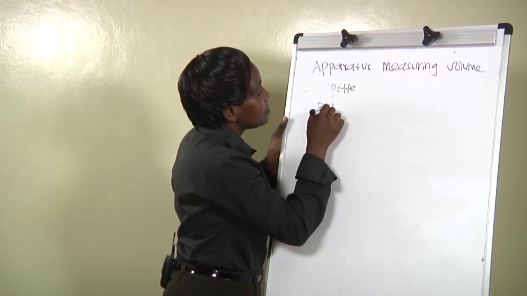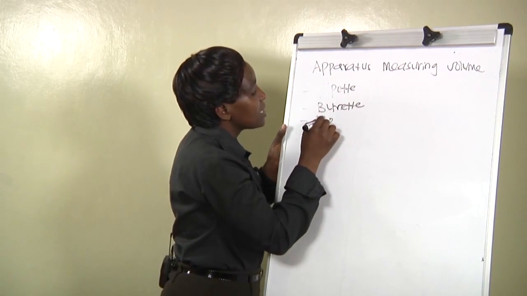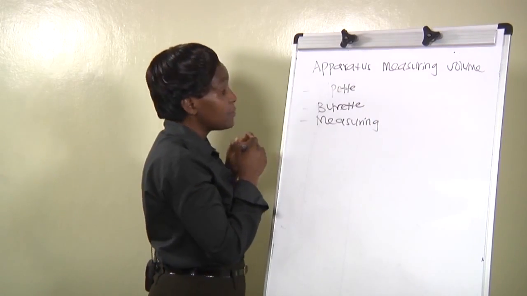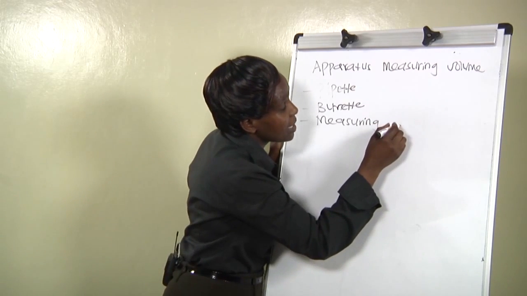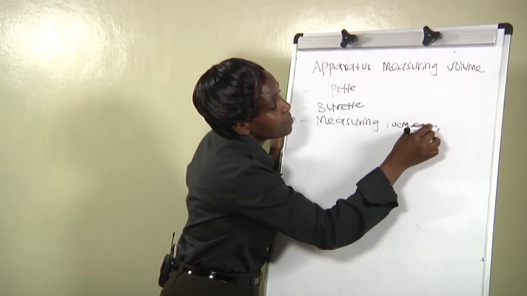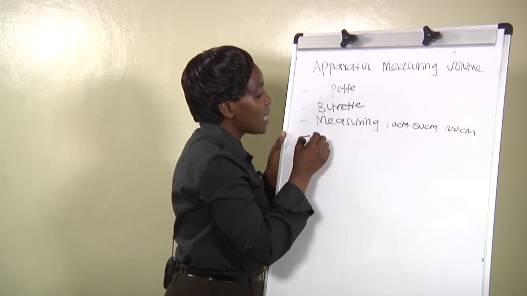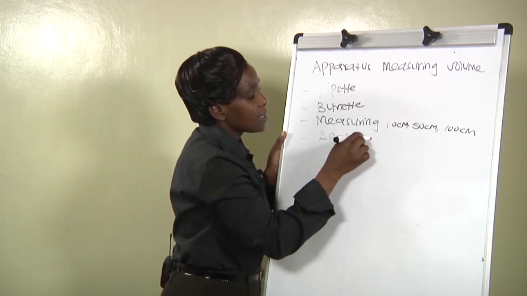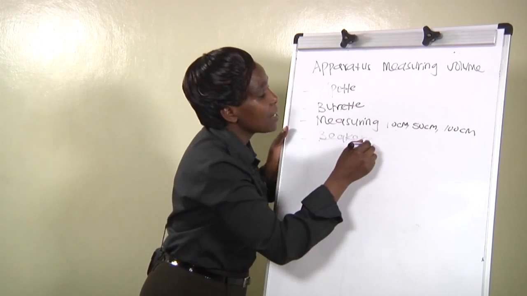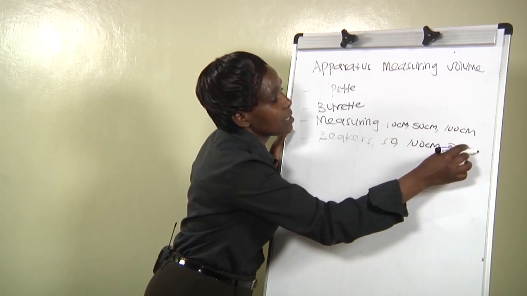We have a burette. We also have a measuring cylinder. And measuring cylinders are of different volumes. Like you can have one for 10 centimeters cubed, another one for 50, another one for 100, and so forth. You can also have a beaker. Beakers are also of different sizes. We can have one for 50, another one for 100, and another one for 250 centimeters cubed.